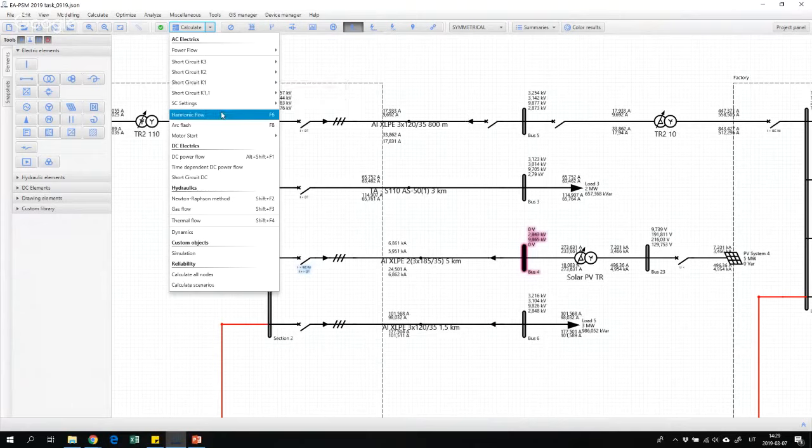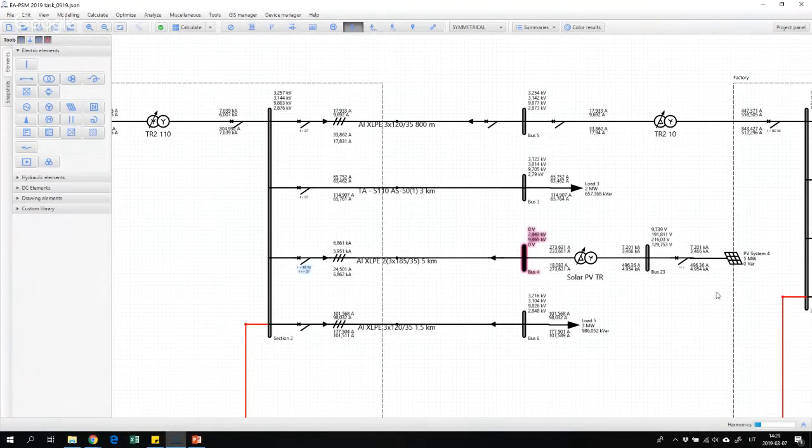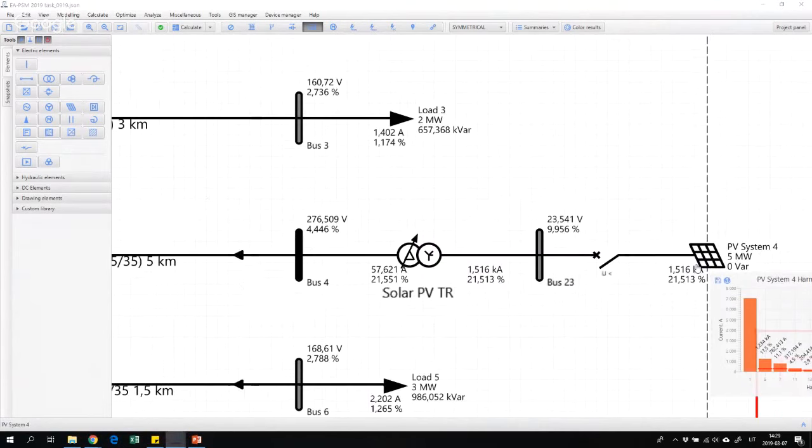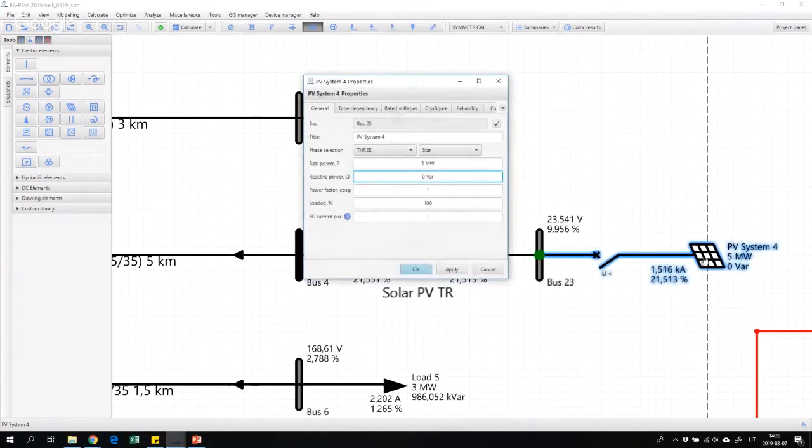Usually also distribution system operators, especially nowadays, require calculating harmonic flows. Harmonic flows is a similar functionality as power flows. However, it calculates not only 50 hertz current, but also higher harmonic currents. So if I do a harmonic flows calculation in this kind of network, right away I can say that we have a harmonics source in this network, because solar power plants are connected through inverters, so definitely they will generate some kind of higher harmonics.